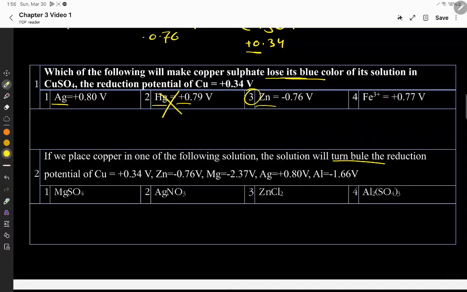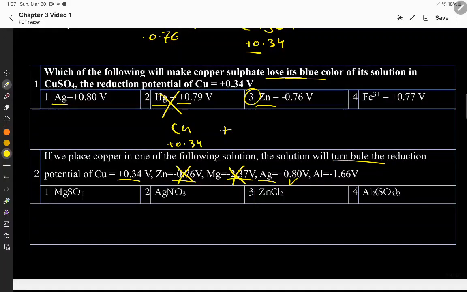One of the solutions: if we put copper, which is positive 0.34, we should put it in one of the following which is less reactive. Now, which one is less reactive than copper? Zinc is negative. No, zinc is more reactive. Magnesium is way more reactive. Ag is positive 0.8. Yes, it is less reactive. So copper can displace it and the solution can be blue.